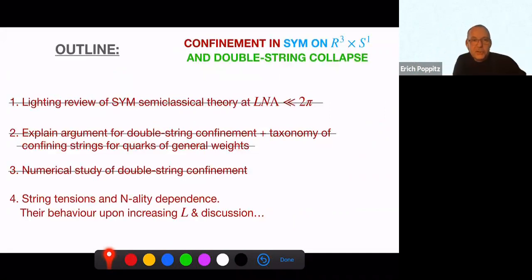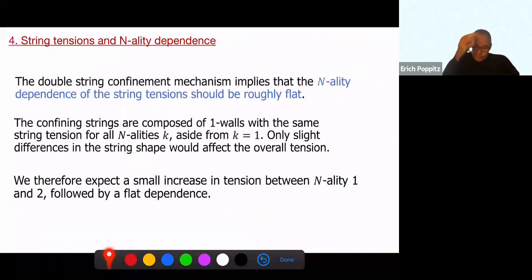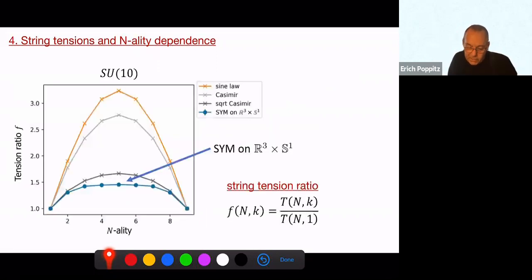So basically I told you almost everything. Wonderful. And now I can discuss the string tensions and the N-ality dependence and our studies of increasing the size of the S1, okay? So the one thing that this mechanism implies right away is that the N-ality dependence should be roughly flat. Because you see, all the confining strings for quarks of N-ality k are composed of the same BPS1 walls, and BPS1 walls have tension which is determined by supersymmetry. And the tension is roughly twice the BPS tension, the tension of the string, for all N-alities. Only for k=1, we have some bound state that forms, so the string tension is smaller. So we expect the string tension to jump between 1 and 2, and then to be approximately flat. Okay, so this is the qualitative explanation, and indeed this is what happens.